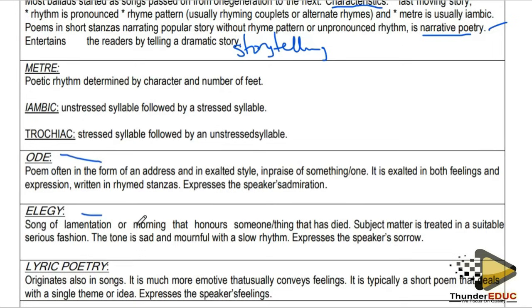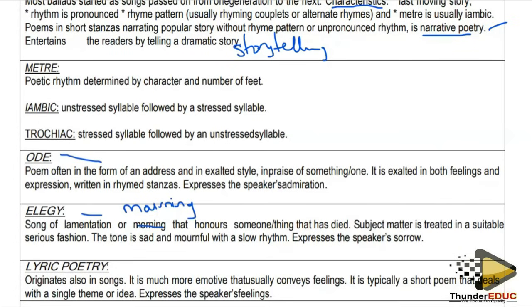Can I correct this one, please? Because that is wrong. When we're talking about mourning, we're talking about crying. So it's a song of lamentation, crying, mourning that honors someone who has died. The subject matter is treated in a suitable, serious fashion. The father is crying. The father is bereaved and is no longer the strong person that he knew. The mother cannot stop crying. So we're talking about a sad and mournful poem in tone, which expresses the speaker's sorrow. Those are the things we'll be digging into to say, is this poem an elegy?